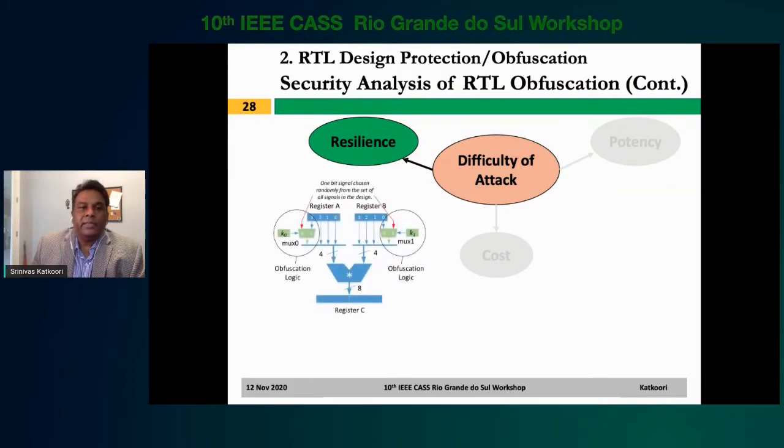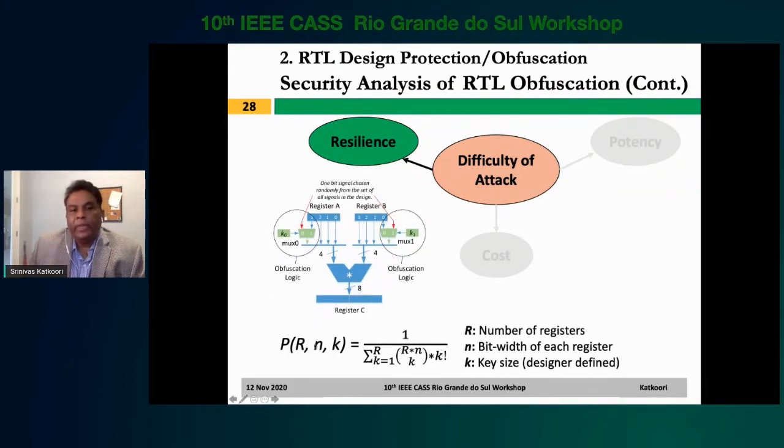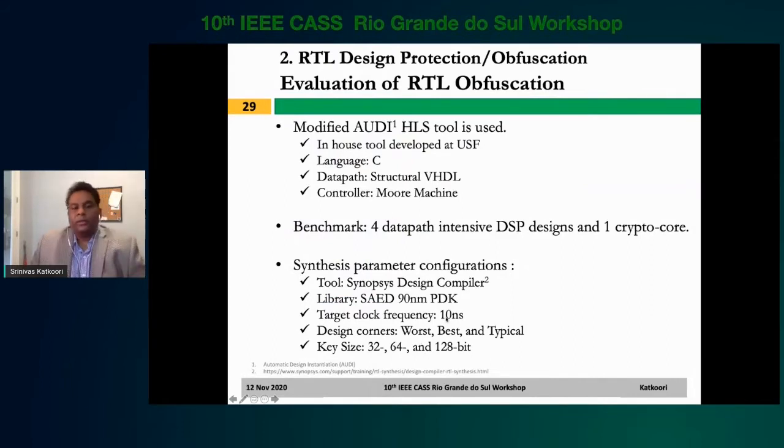Okay, so in terms of resilience, we compute the probability of guessing a key bit. And so this formula gives you the probability that you can actually break this design or break the key. Okay, the way we validate it is that we have an in-house high-level synthesis tool called Audi, and we have modified that tool to automatically incorporate obfuscation, and then put that design through Synopsys design compiler for 90 nanometer technology node. So we evaluated this for 4 data path intensive designs and 1 crypto core.